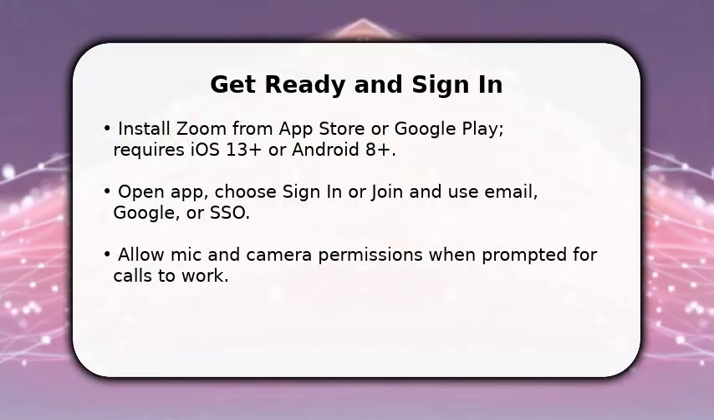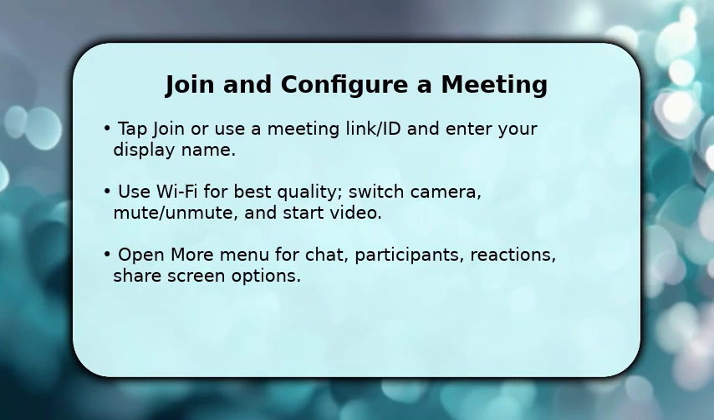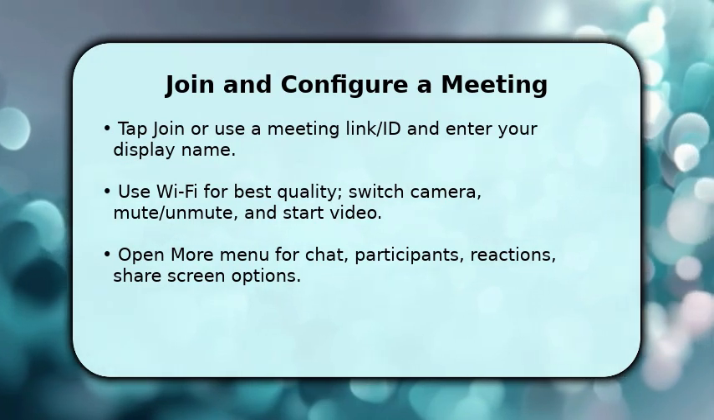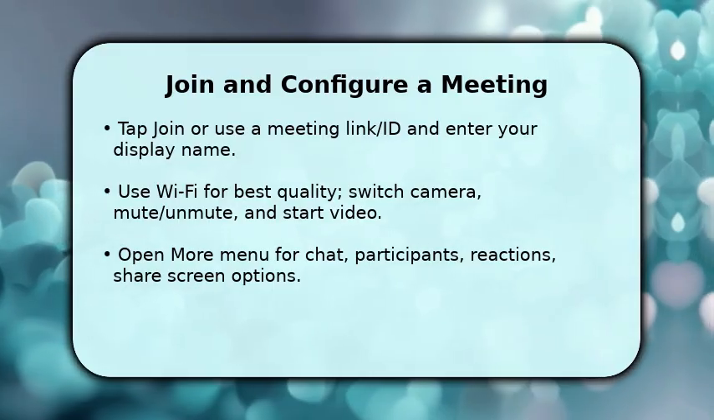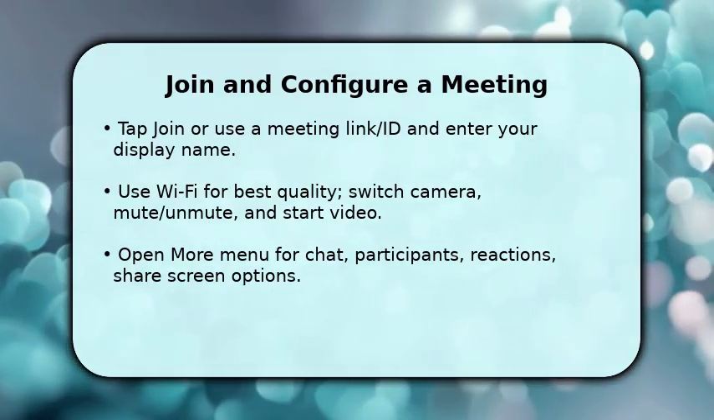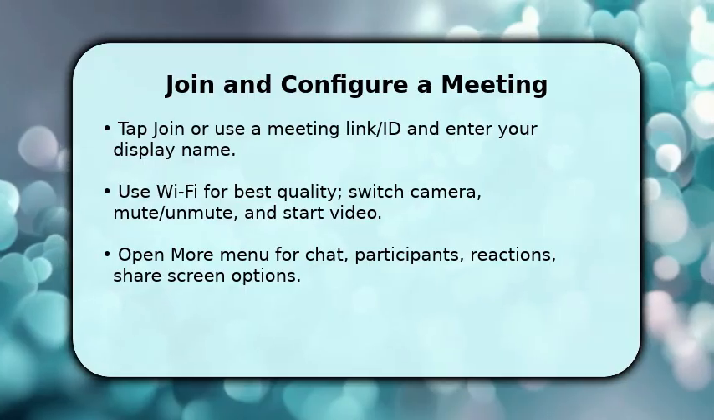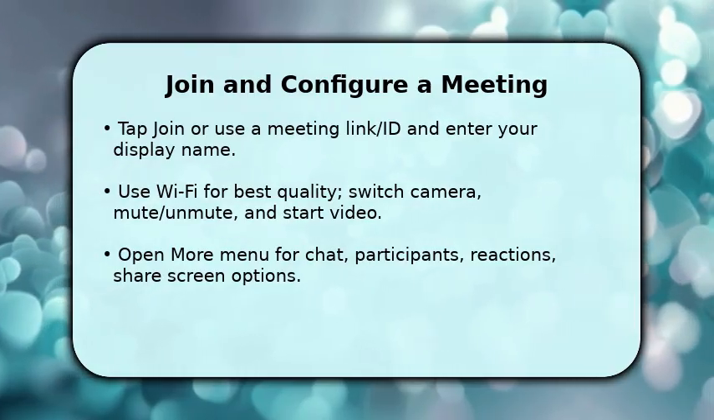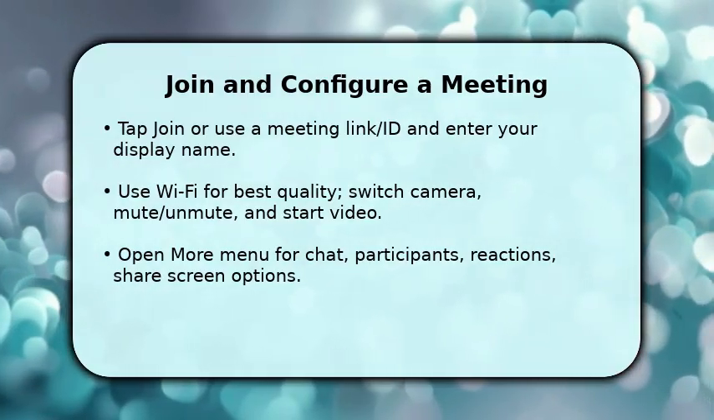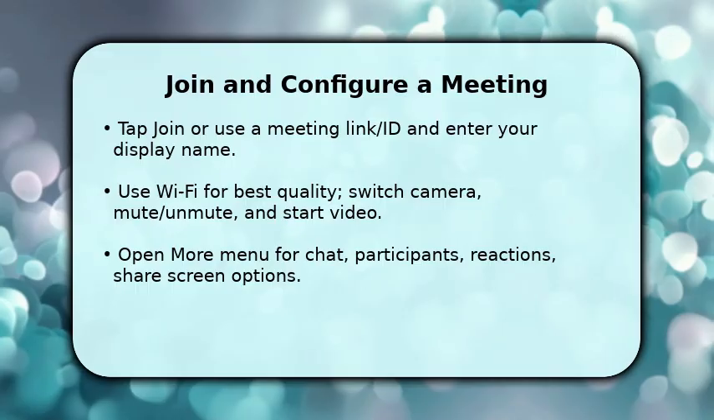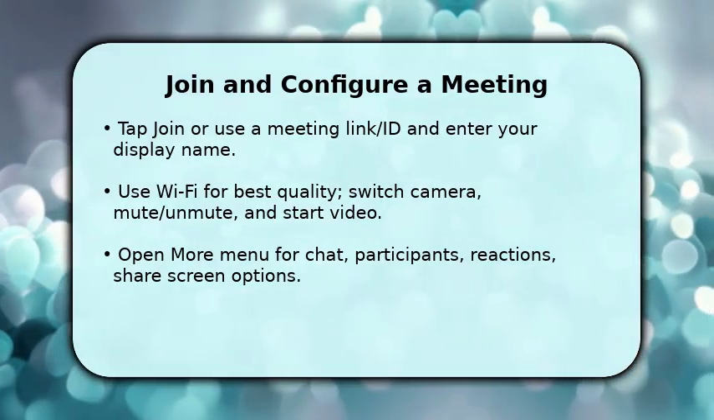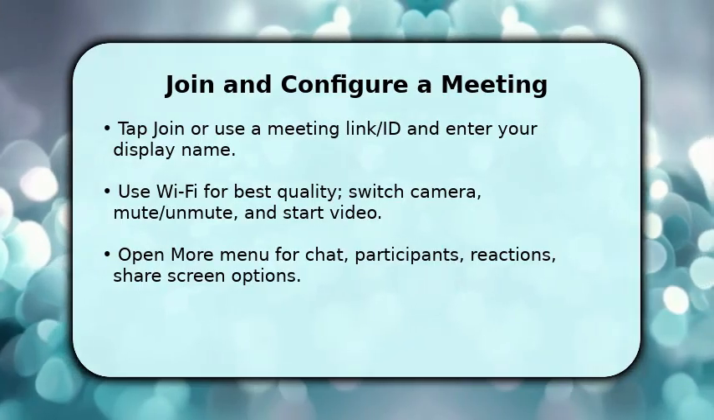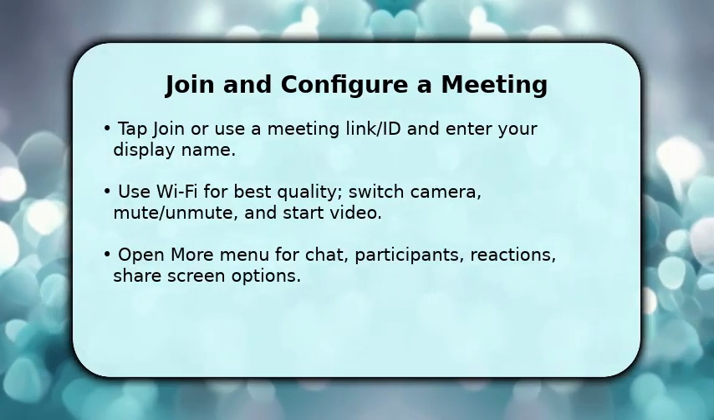Once you join, enter the meeting ID or tap a link and set your display name so others recognize you. You'll see quick controls. Toggle video to appear on camera, tap mute to manage audio, and switch between front and rear cameras. If your connection is weak, move to Wi-Fi or enable low data mode under settings. This reduces bandwidth. Use the More menu to access chat, participants, reactions, and screen share. These tools let you participate effectively and control what you share.